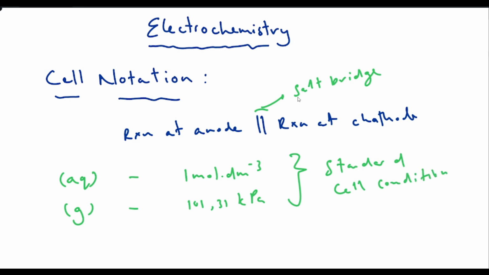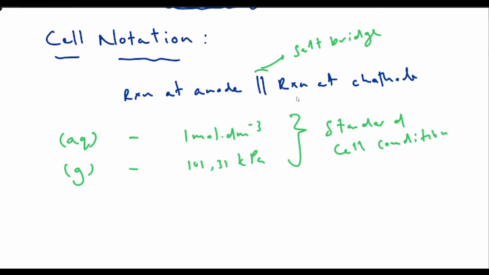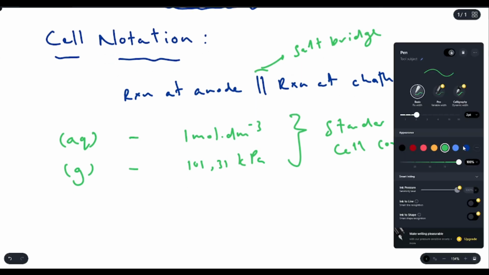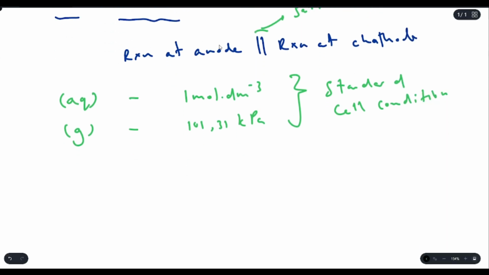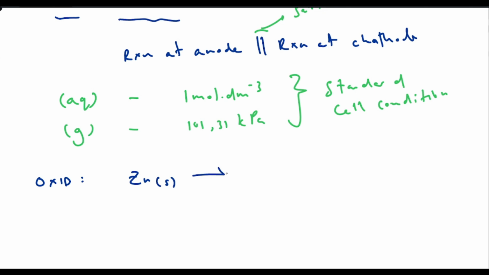Now, let's do a reaction. Let's write down a reaction and use it as an example to show how cell notation works. Let's say this is the reaction that we had to deal with. So the oxidation half reaction, which would be for the anode, would be, say, Zn solid, which would give me Zn2+ aqueous plus 2 electrons. And the reduction half reaction, which would be for our cathode.